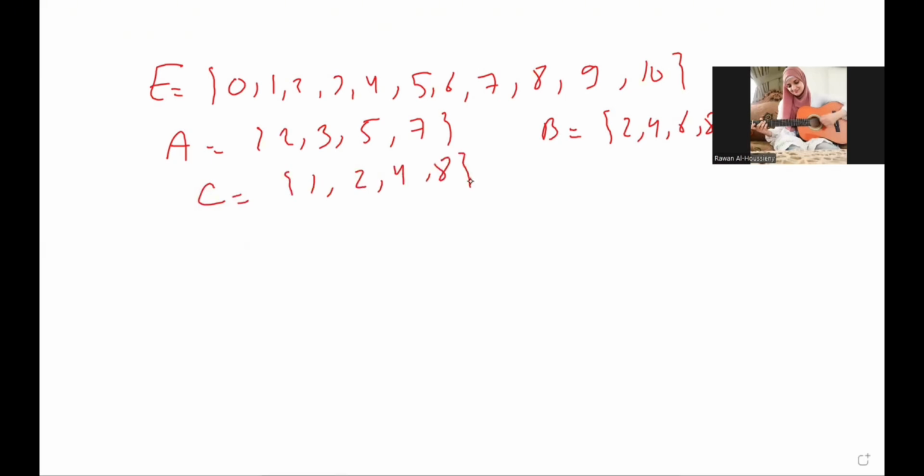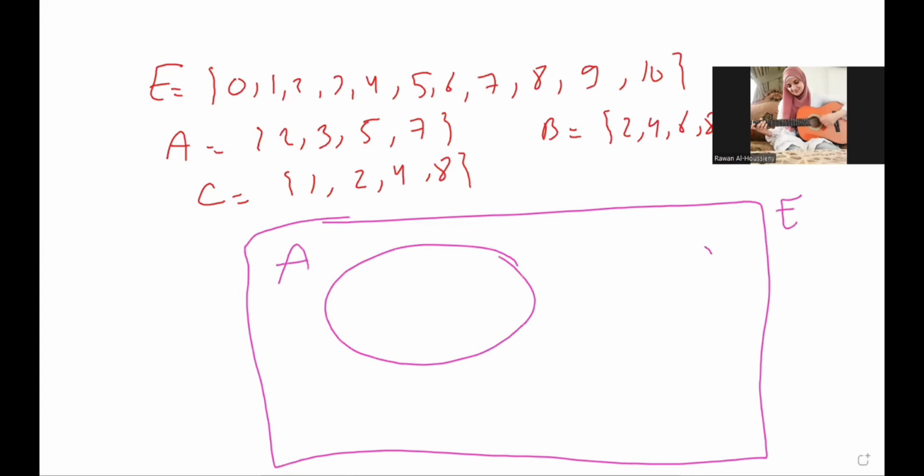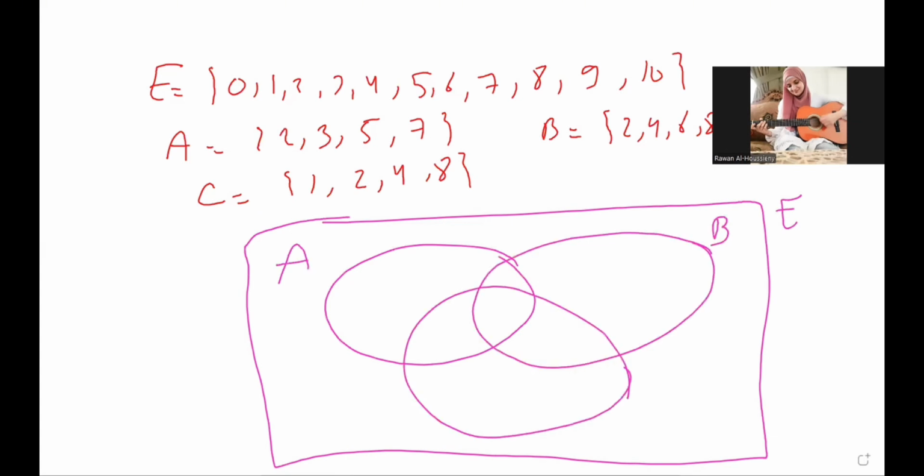Now in this case, all the sets A, B and C are parts of the set E, because all the numbers in A, B and C are also in E. So the largest one is E. Let's draw it in another color, which is pink. Okay, so this is the set E. We have the set A first. Also we have the set B. And we have the set C.